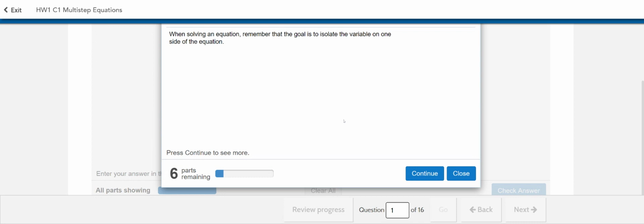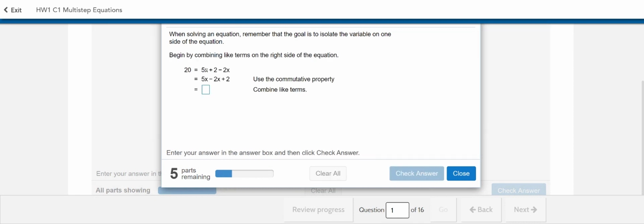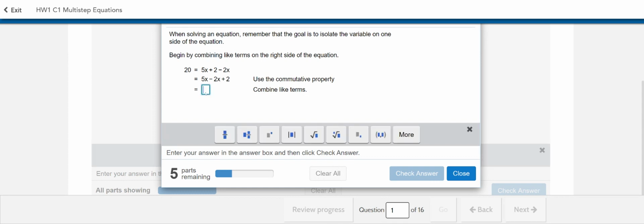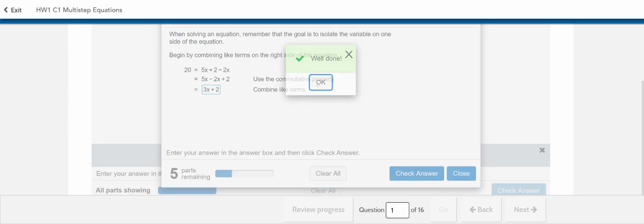So it says, remember when solving an equation, remember the goal is to isolate the variable to one side of the equation. All right, we're going to continue. Then it says begin combining like terms on the right side of the equation. So I'm going to combine like terms. So 5x minus 2x is going to give us 3x, and then that's going to be plus 2. Check my answer. Okay, well done.